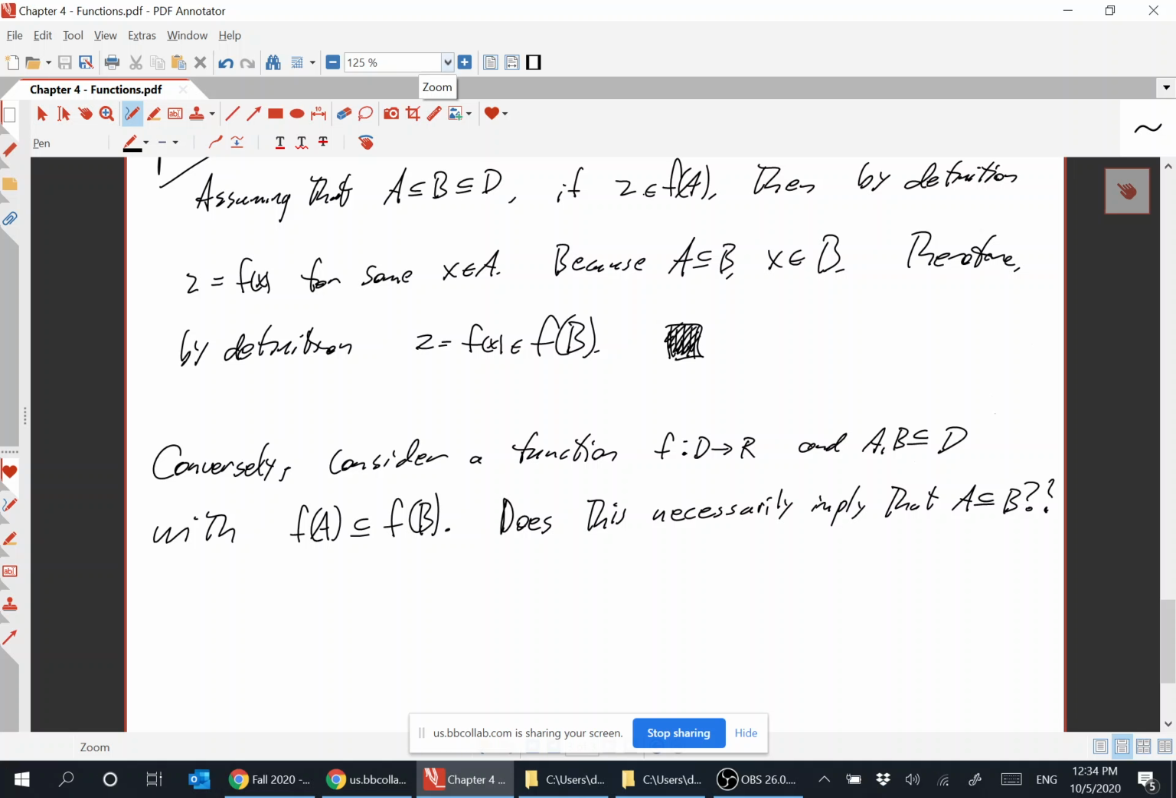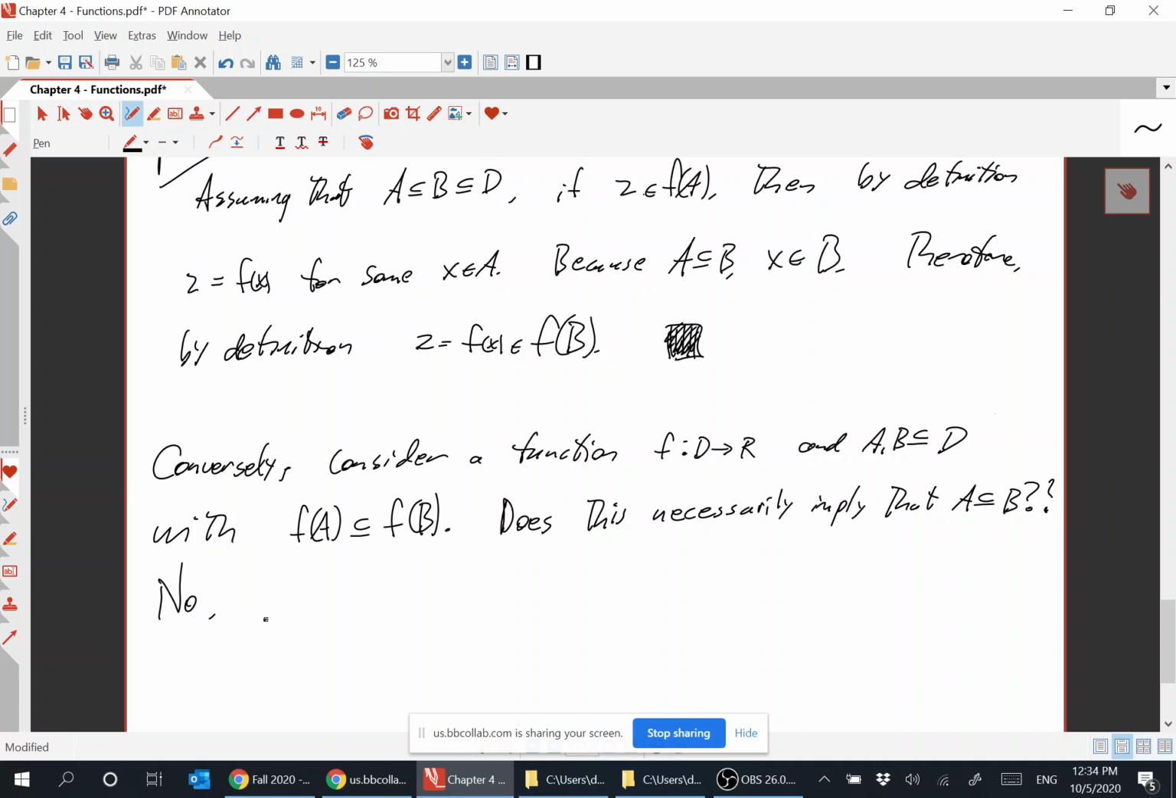So the negation of always yes is sometimes no. We're not interested in sometimes yes. We're interested in sometimes no. So suppose f of A is a subset of f of B. That doesn't necessarily imply that A is a subset of B. The answer is no. And how do you show the negation of a universal statement? You have to show the existence of something that goes against the universal statement.